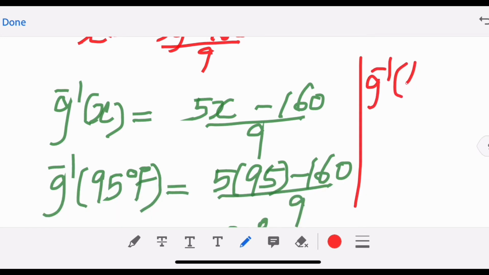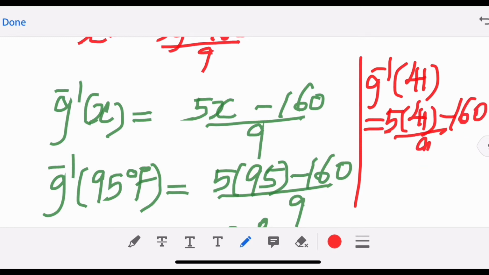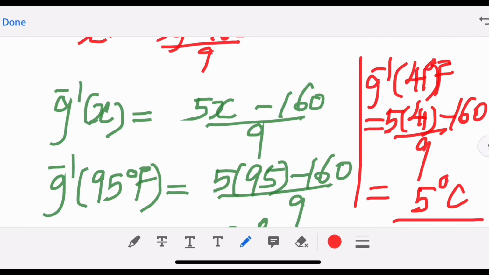This is 41, right? So you do 5 times 41 minus 160, over 9. Okay, then you press the calculator: 5 times 41 minus 160 divided by 9. What is the temperature that you got in Celsius? This is Fahrenheit, right? Okay, this one is 5 degrees Celsius, because we are converting back from Fahrenheit to Celsius, right? Understand? Okay, so you will expect more questions like this coming out in your exam soon.